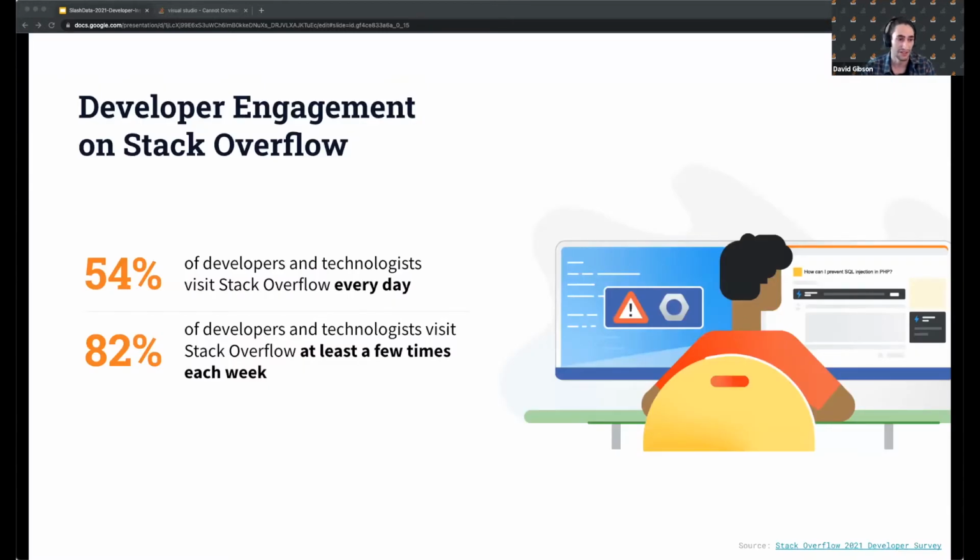So Jen mentioned some pretty impressive stats about how many page views and us being the 50th top website visited. But as far as developers, we see that 54% of developers visit Stack Overflow every day, and 82% of developers actually visit a few times each week. So if you're a developer, you're most likely using Stack Overflow in some way, shape, or form, whether you have an account or not. But everyone who writes code pretty much is using Stack Overflow.